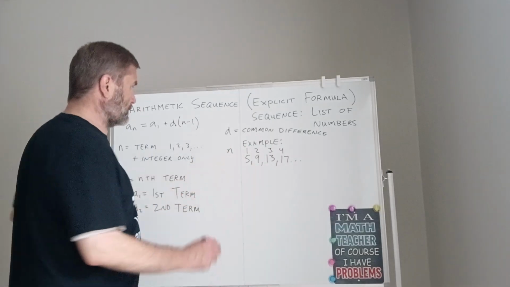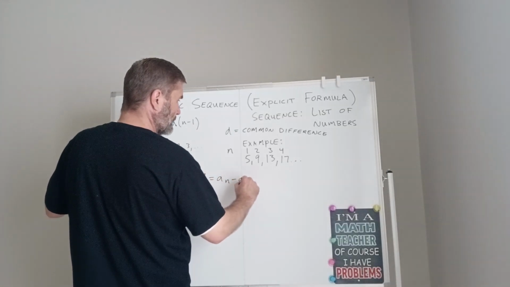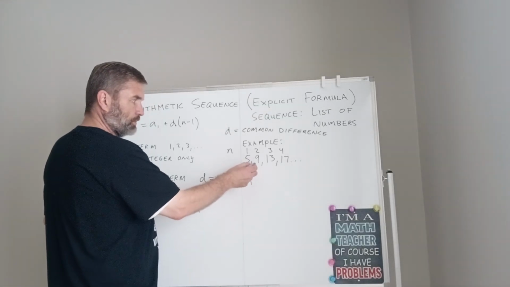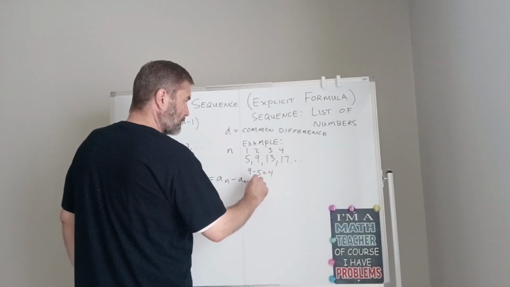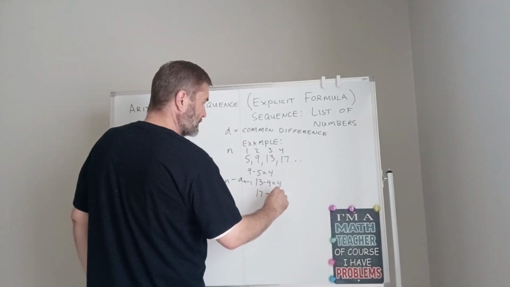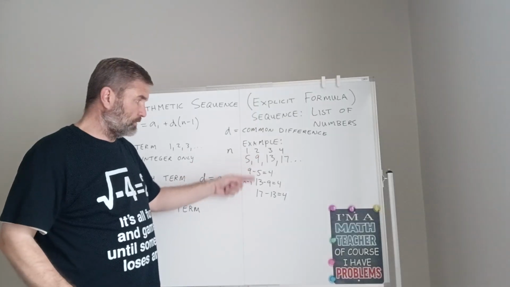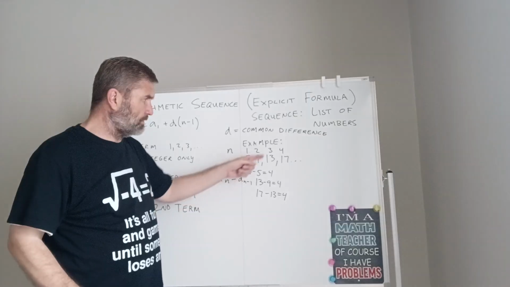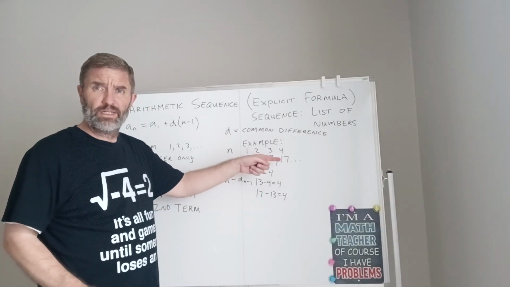So the way you figure it out is d is a sub n minus a sub n minus 1. So that's your nth term minus the one that came before it. Like here, this is a sub 2. That's a sub 1, so we're going to go 9 minus 5, which is 4. Then 13 minus 9, which is 4. 17 minus 13 equals 4. If all of these are the same, that means this is an arithmetic sequence. You added the same number each time. In this case, we're adding 4 each time.